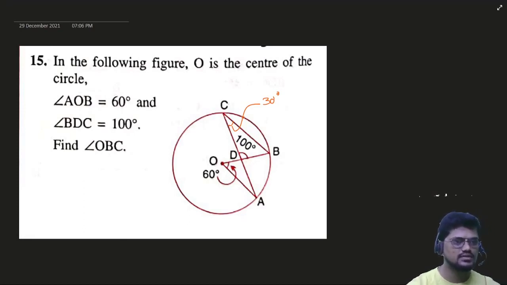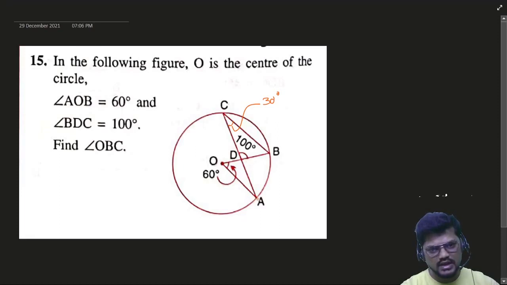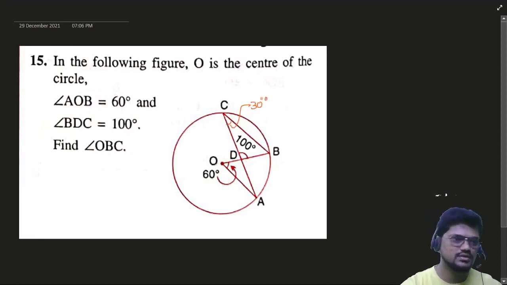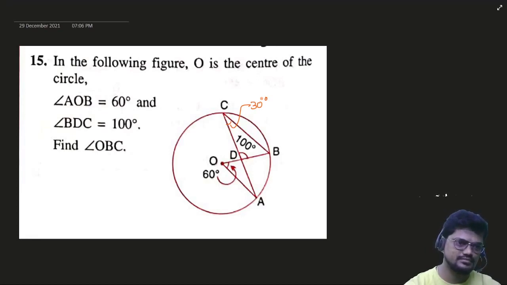How did the 30 come? See, AOB, as you can see, is the angle subtended by this arc at the center, and this angle is on a point on the circle, subtended by the same arc. As we know, the angle subtended at the center is double the angle subtended at any other point on the circle. So that's why this can be 30. Understood? Then by using the angle sum property, you can find angle OBC. Clear?